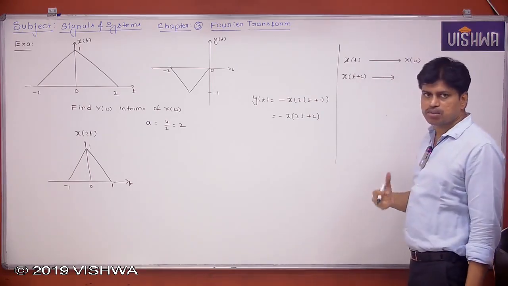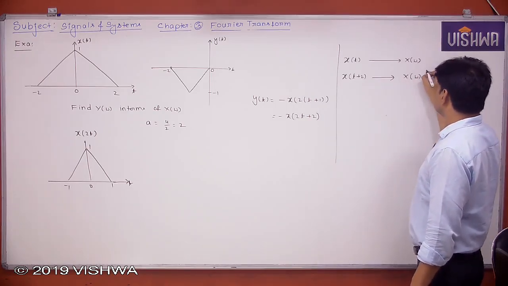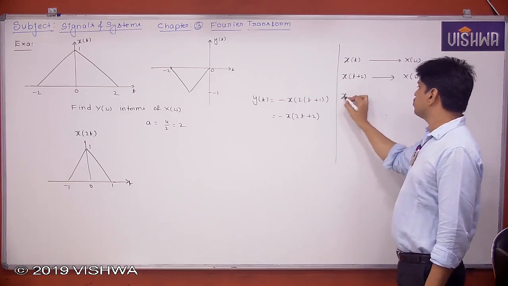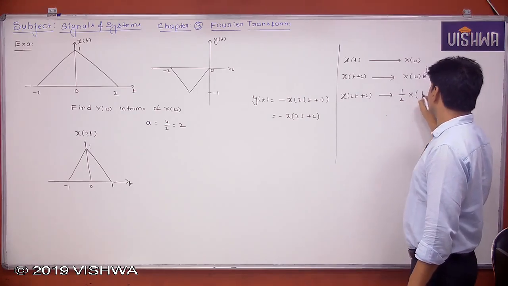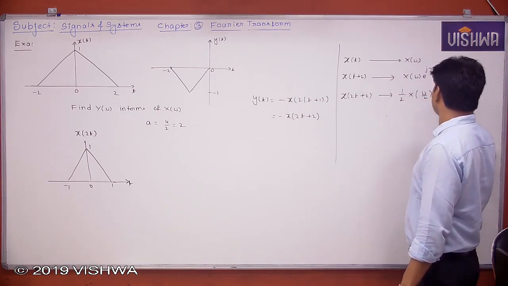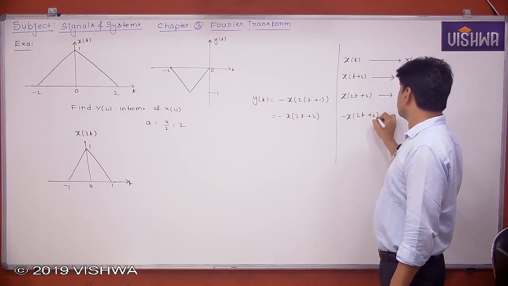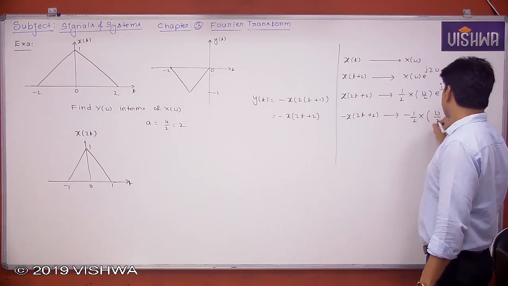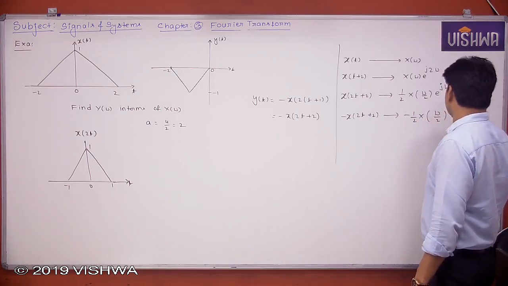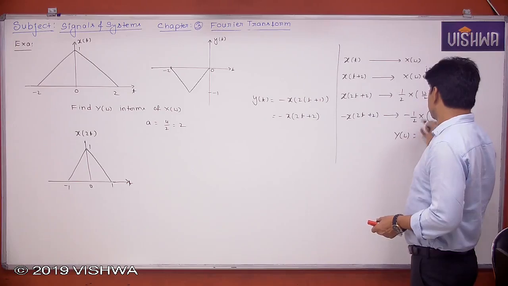Time shifting, so we have to multiply with exponential in the frequency domain. X of omega e power j 2 omega. Next, x of 2t plus 2. Then this is 1 by 2 x of omega by 2 e power j omega. Next, minus x of 2t plus 2. Then simply here also we have to multiply with minus 1 by 2 x of omega by 2 e power j omega. So this is y of omega in terms of x of omega.